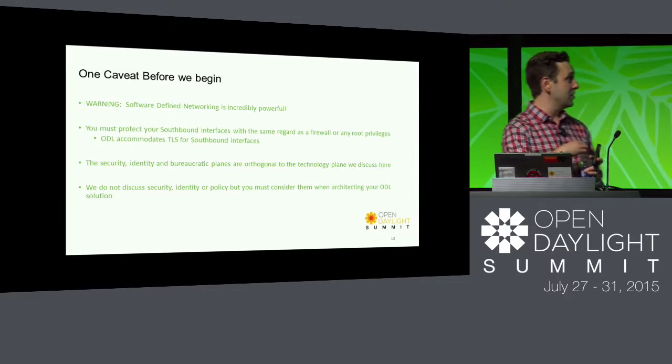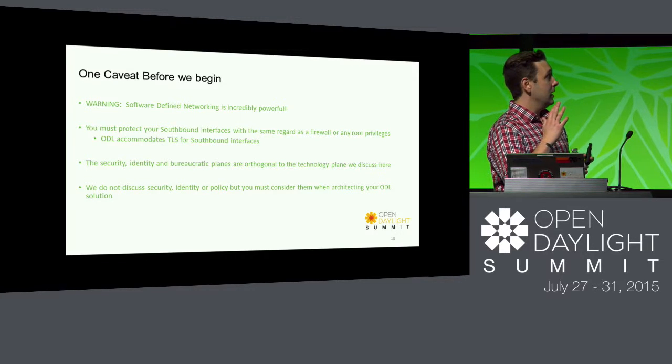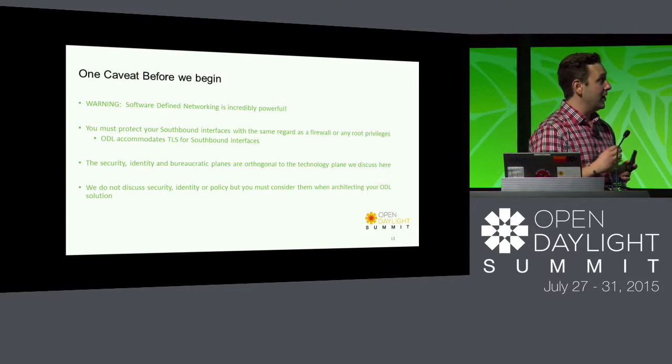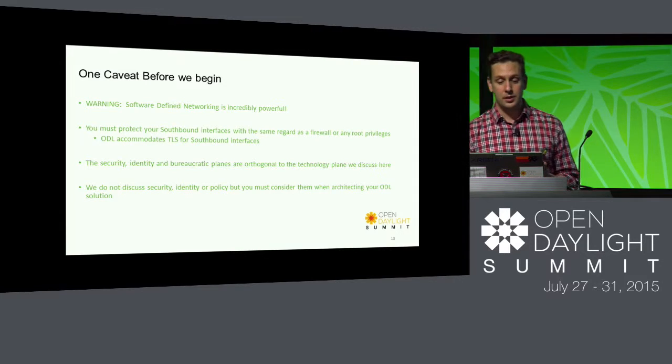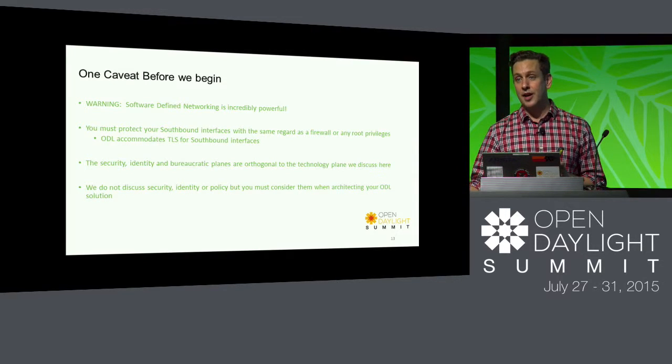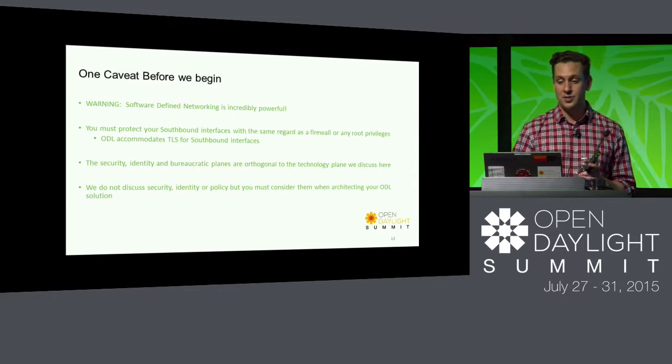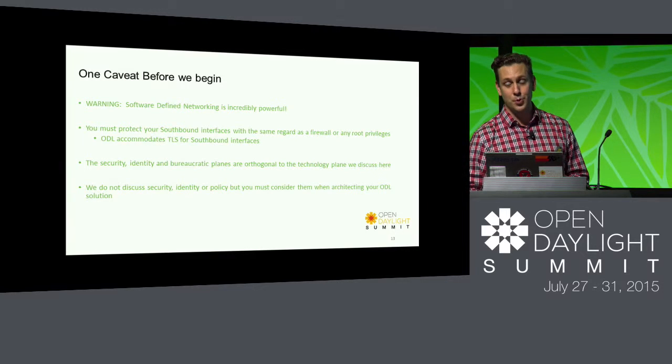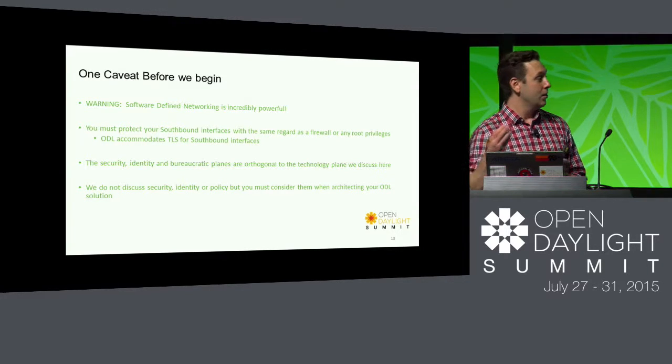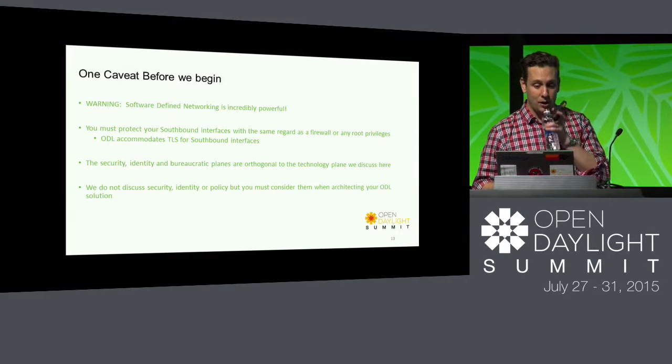Again, to the software types, software-defined networking is incredibly powerful. With OpenFlow, for example, you're rewriting the headers. You're changing MAC addresses, you're changing IP addresses, you're changing ports. You need to protect it with as much security as you would a firewall.